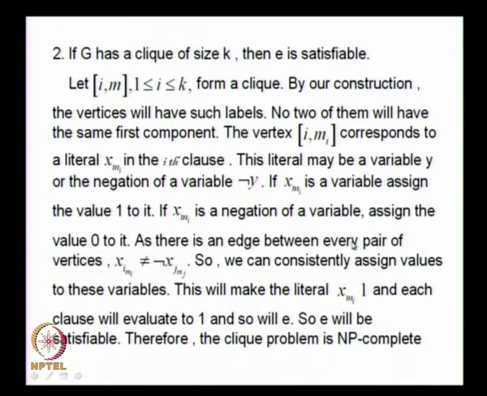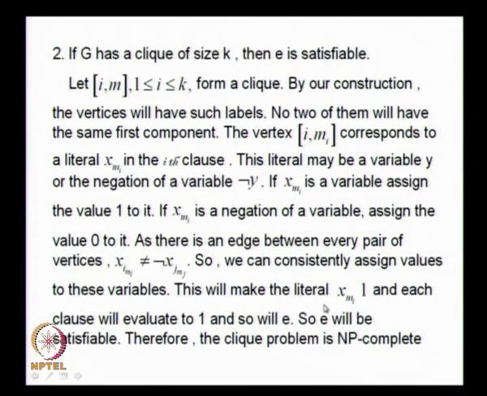As there is an edge between every pair of vertices, x_i,mi is not equal to not of x_j,mj. So, consistently we can assign values to the variables, because one is not the negation of another. So, consider the vertices (i, mi). This will correspond to the literal x_i,mi in the ith class, and if it is a variable, make it 1. If it is a negation of the variable, make the variable 0.